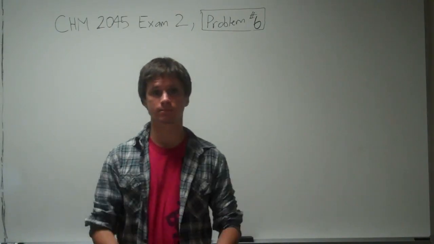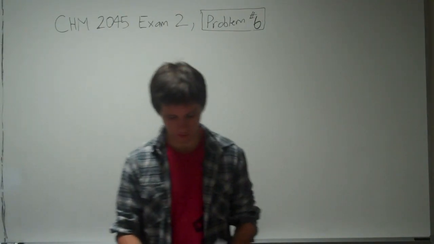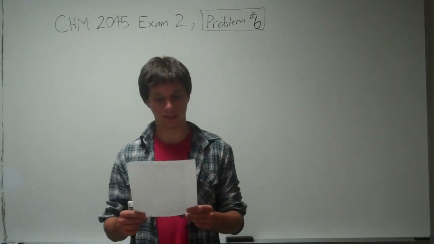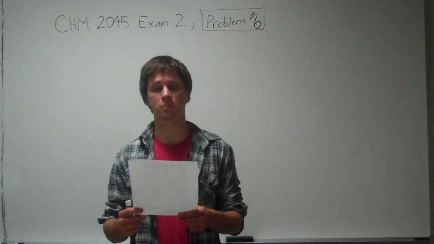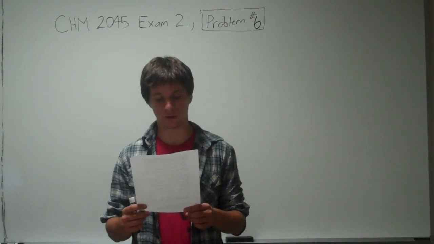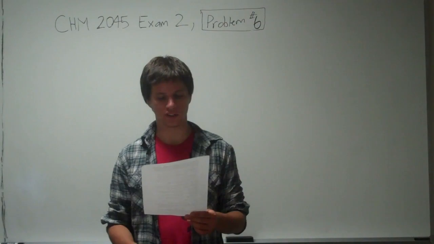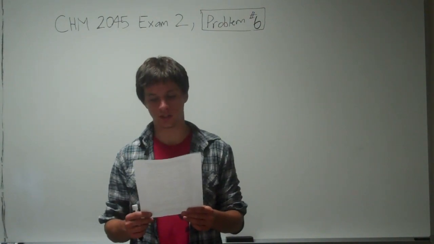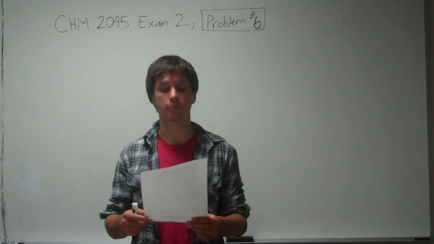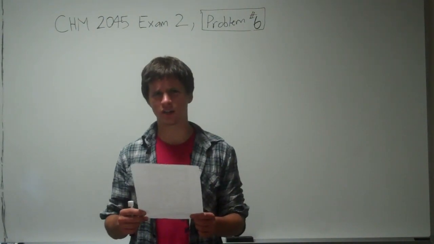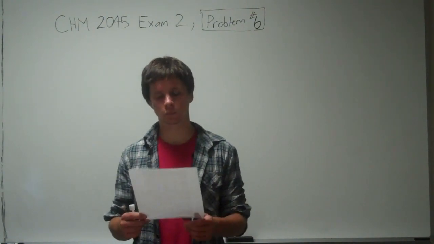Problem number 6. Okay, so an electron, which has mass 9.11 times 10 to the negative 31 kilograms, moving near an atomic nucleus, has a speed of 6 times 10 to the 6 plus or minus 1% meters per second. What is the uncertainty in its position?